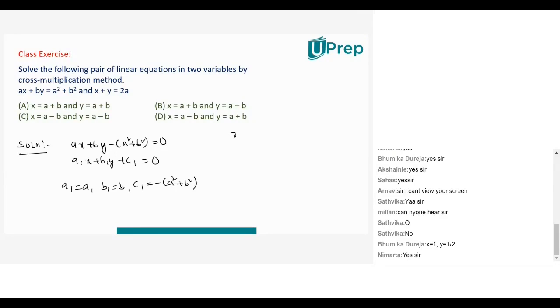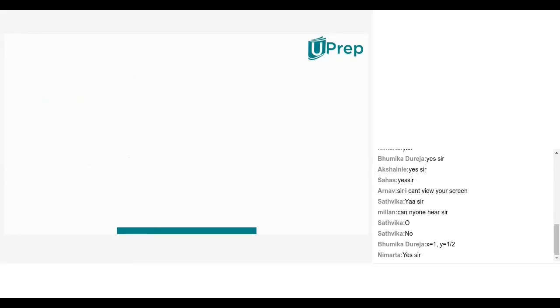Minus of a square plus b square. Same in the second equation: x plus y, take the 2a from the right hand side to the left, minus 2a. Compare this with a2x plus b2y plus c2 equals 0. The x coefficient a2 is 1, the y coefficient b2 is 1, and the constant c2 is minus 2a. You have all the values a1, b1, c1, a2, b2, and c2.